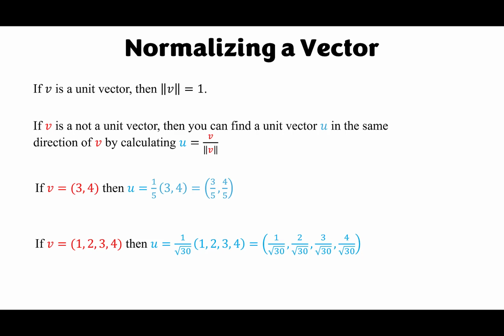And that is a vector in the same direction. I can't graph it here because it's a 4-dimensional vector, but it's in the same direction, but it has a length of 1. You could double check, right? You could do the dot product with itself, and take the square root, you'll see the length is 1.